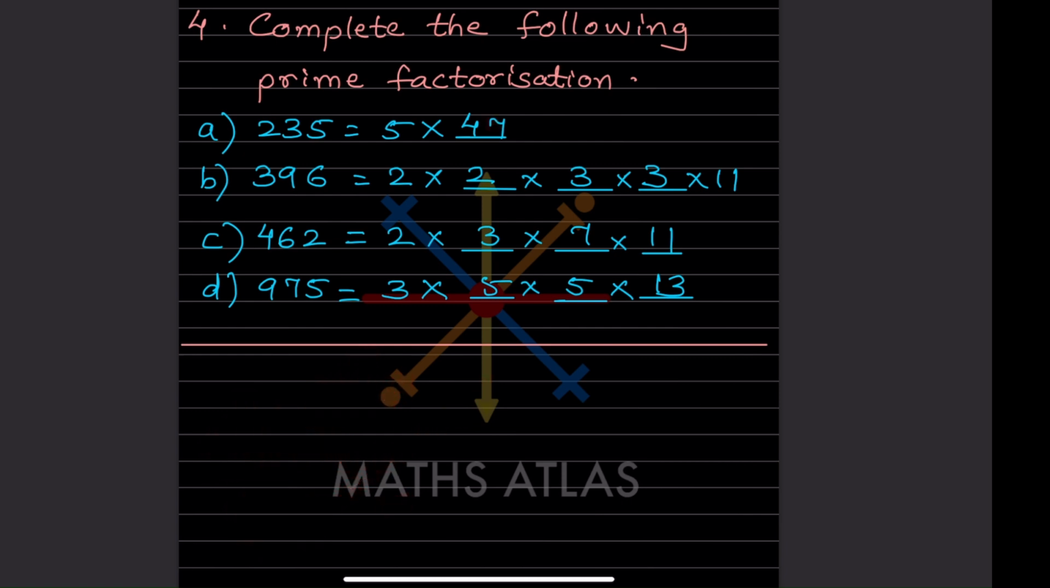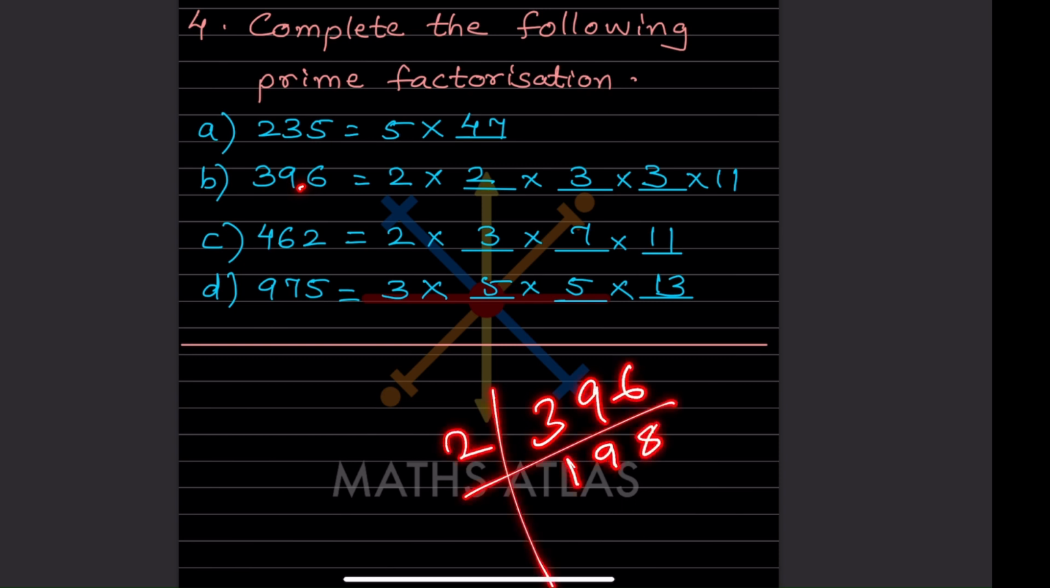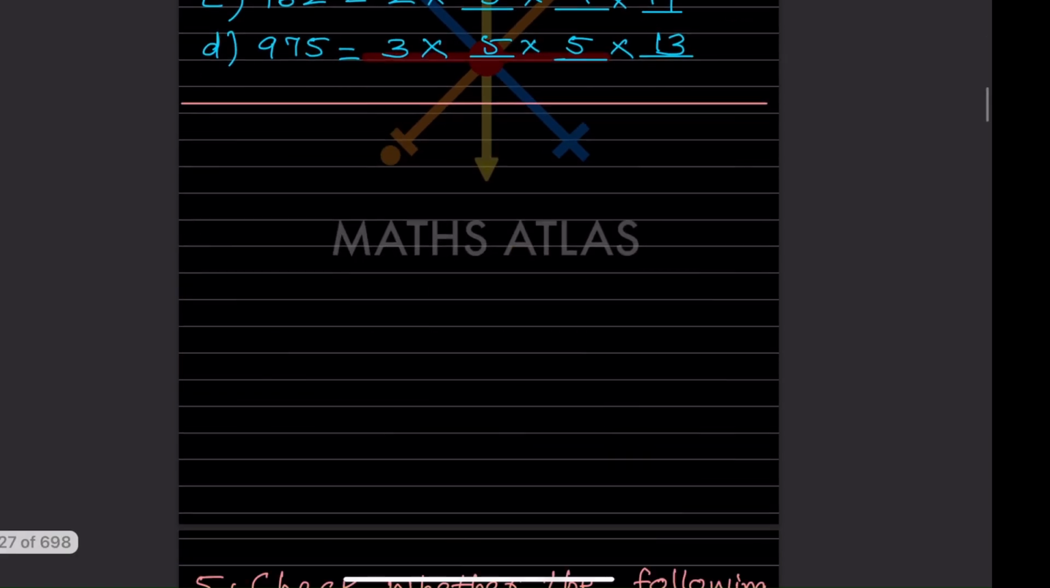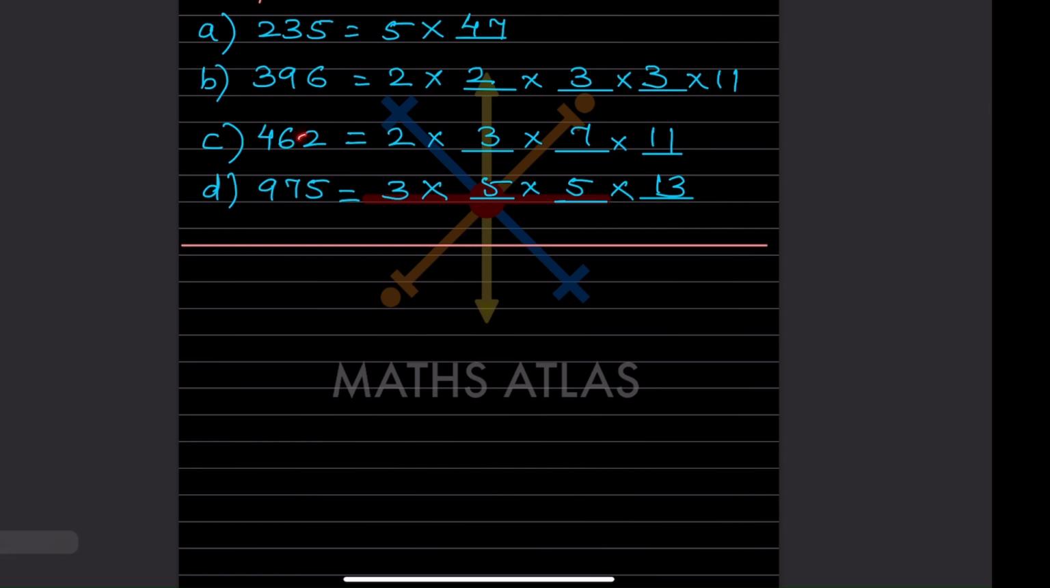Okay, and now for 396 same here. 2 nines are 18, 2 nines are 18, and 3 threes are 33, 3 elevens are 33, and 11 ones are 11. So can you see 2 2 3 3 and one more 11. 2 2 3 3 and one more 11. 11 ones are 11. Again for here you will take the prime factorization for 462 and see what will be in the blank. 495 you will see the same and you will put that in the blank.